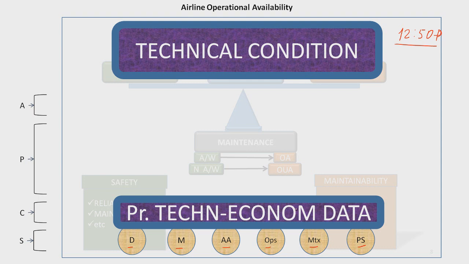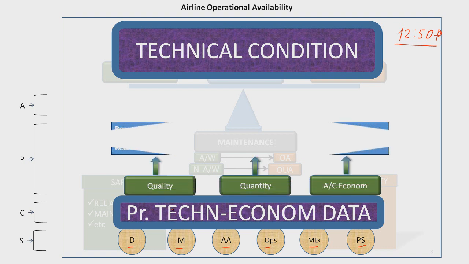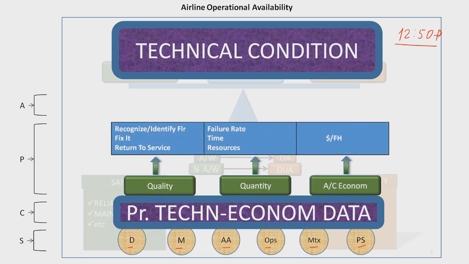Okay, so let's say we collected this data. What are we doing? We are processing. What type of information do we need? We are looking for information about product quality characteristics, about product quantity characteristics, and aircraft economics. So in the product quality group, we have the next items.